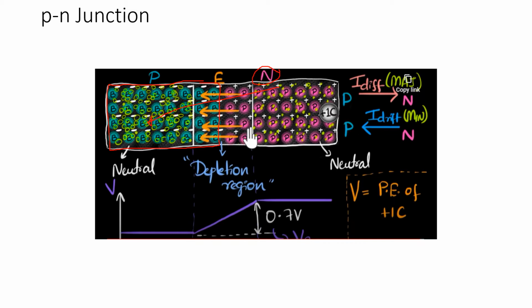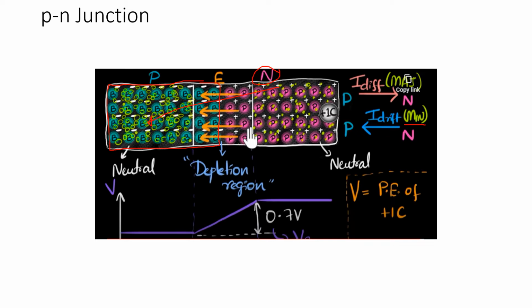Hence, minority carriers. Here, minority carriers are electrons, and holes are also minority carriers. Holes are minority carriers here. They move in the opposite direction and a drift current due to minority carriers also flows. Hence, there is a diffusion current and drift current in a PN junction.